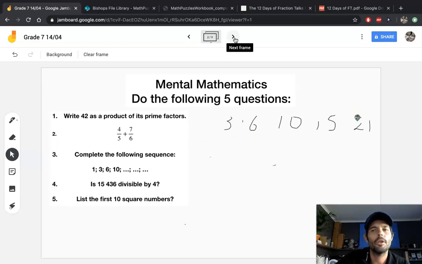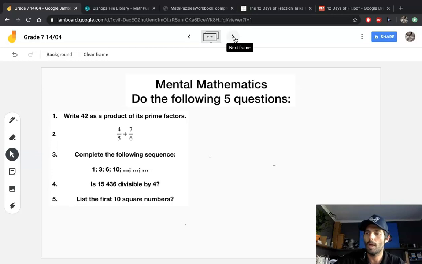Okay, so can 36 be divided by 4? Yes, it can. 4 goes into 36 9 times. So therefore, 15,436 is divisible by 4. And your last question, question 5, list the first 10 square numbers. Remember, a square number is the answer you get when you multiply a number by itself.